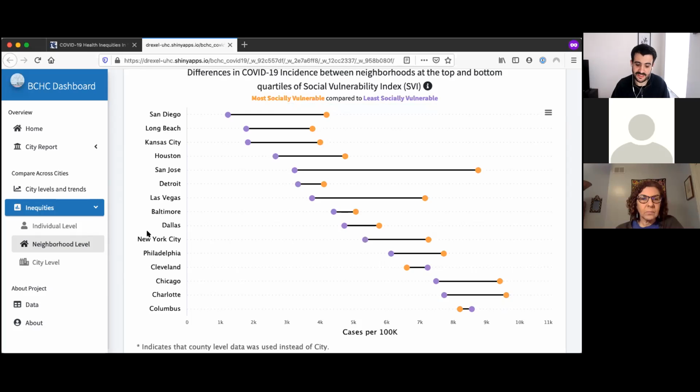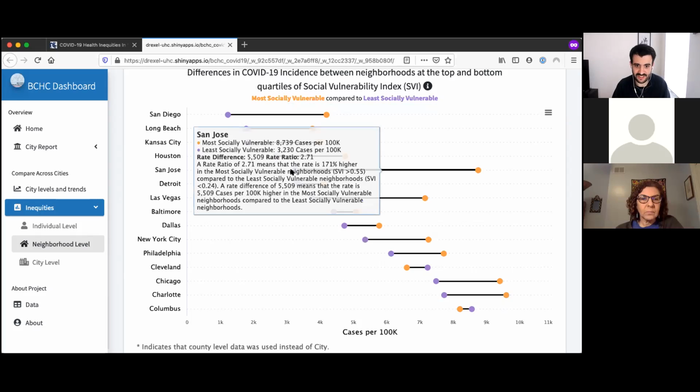Now, one clear pattern we can see in this figure is that with very few exceptions, neighborhoods at the top social vulnerability, so neighborhoods that are more socially vulnerable, according to CDC, have way higher incidence rates. And you can see an extreme example here in San Jose, where neighborhoods that have the highest levels of social vulnerability have an incidence of 8,700 per 100,000, while neighborhoods in the least socially vulnerable areas have an incidence of 3,200 cases per 100,000, with a rate ratio of 2.71. So very, very wide differences in the case of San Jose, but this applies to most of the cities too.